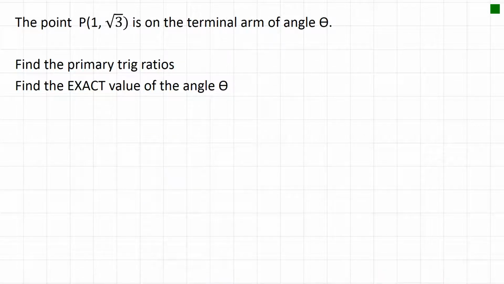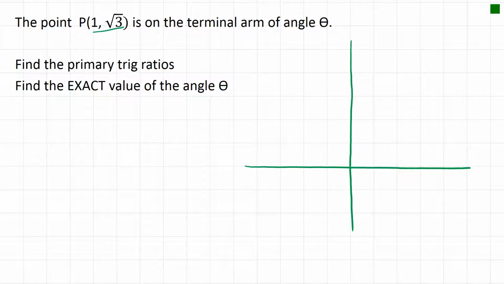So lastly, let's take a look at putting this all together. We're going to make a coordinate plane and place the point 1, root 3. So the x coordinate is 1 and the y coordinate is root 3. That means the x coordinate here is 1 and this is root 3. I'm not drawing this to scale, and we want to find the angle theta.